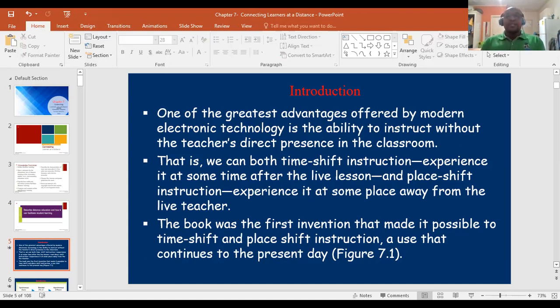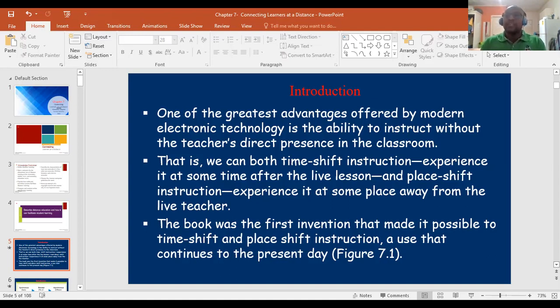So that is, we can both time shift instruction. We can experience it at some time after the live session, like what I'm doing now. I'm recording this particular lecture so that at your own time you're able to listen to it, and that's what we mean by time shifting instruction.